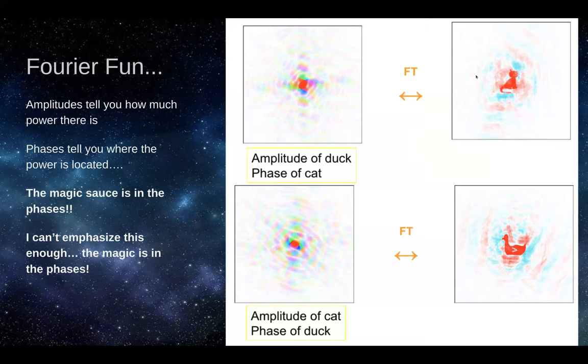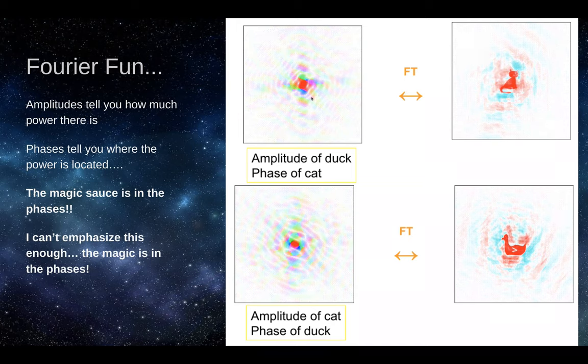So the amplitudes, basically all they're really telling you is how much power there actually is. But the phases tell you where the power is located. One of the funny things, I really think this demonstrates the power of what's going on. Last week I sort of skipped over this a little bit. I was really only talking about amplitude interferometry. But in practice, we actually look at the phases, and the phases are really important. This is where the information really is. So here the magic source is in the phases. I really can't emphasize that enough. You can still reconstruct a pretty good image even with bad amplitudes. But if your phases are screwed, you have no hope basically.